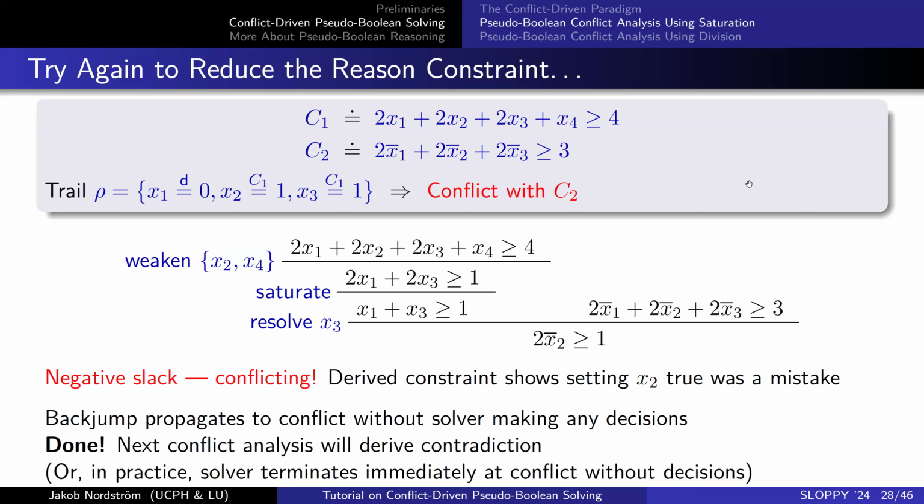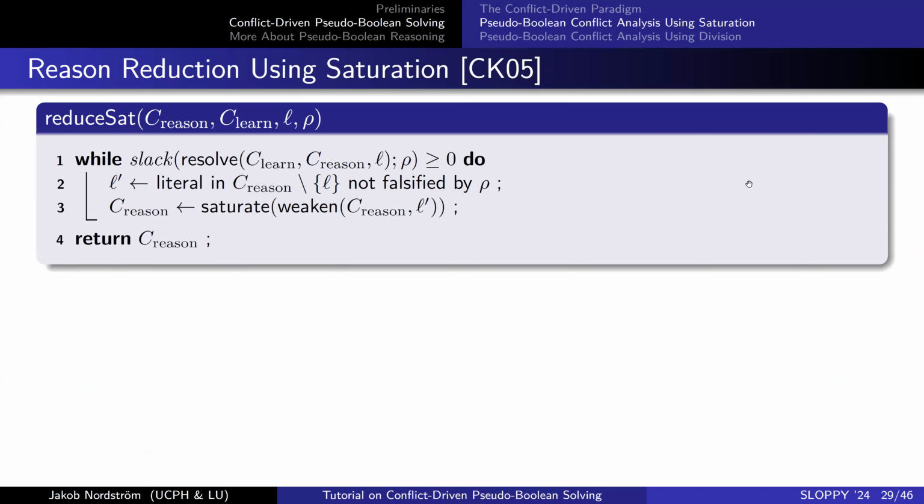And that means if a pseudo-Boolean solver detects conflict without any decisions, we know it is unsat. So just learning this constraint, backjumping, and propagating will lead to contradiction. We're done. Or we can do this conflict analysis step if we also want it, but it won't be needed. So just learning this constraint, backjumping and propagating will tell the pseudo-Boolean solver that we have a contradiction.